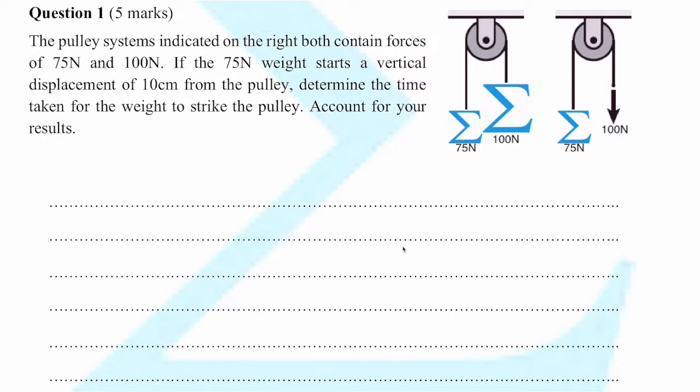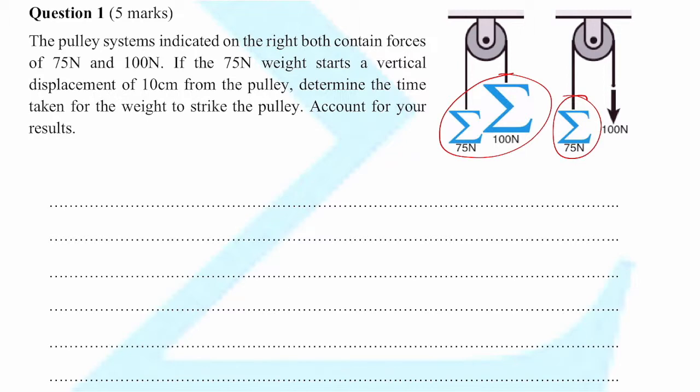With the pulley on the left hand side, the 75 Newton sigma and the 100 Newton sigma make up a system. Whereas on the right hand side, the 75 Newton sigma itself is the system, and the 100 Newton force being applied to that system is an external force. So let's look at this scenario in terms of free body diagrams.